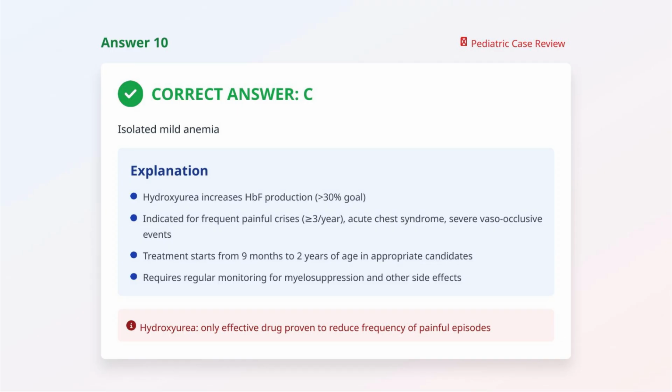Hydroxyurea requires regular monitoring for myelosuppression and other side effects. It is the only effective drug proven to reduce the frequency of painful episodes. Isolated mild anemia is a common feature of sickle cell disease that does not by itself warrant hydroxyurea therapy, as the medication is reserved for more severe manifestations of the disease.